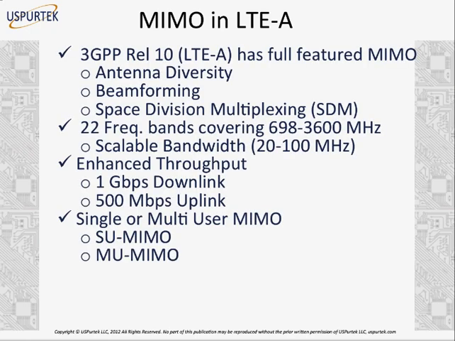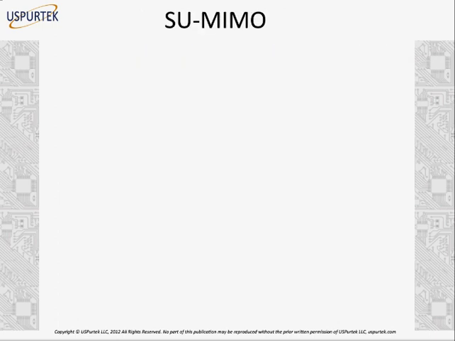So next we come to LTE Advanced, which is 3GPP release 10. This has also adopted full-featured MIMO and again supports all three techniques, with different frequency bands which depend on the carrier, the country, and the region. Scalable bandwidth, 20 to 100 megahertz, enhanced throughput, 1 gigabit per second downlink, and 500 megabits per second uplink. Again, MIMO in LTE Advanced also supports single user or multi-user MIMO.